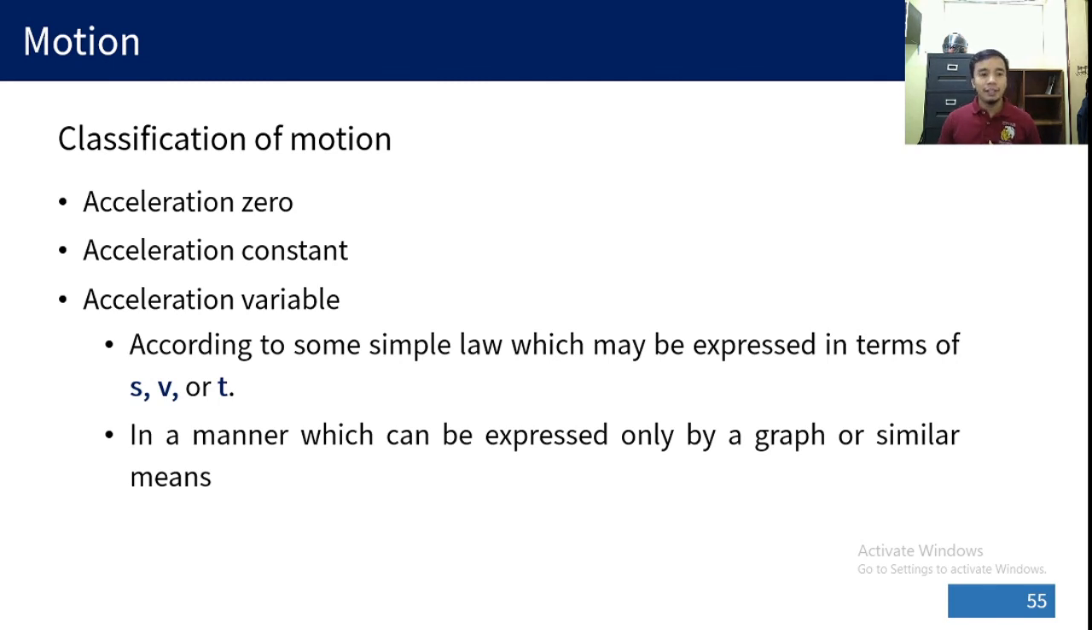Classification of motion. So there are accordingly 3 classifications of motion. Motion can be either zero acceleration, constant acceleration, or variable acceleration. Variable acceleration follows some simple law that can be expressed in terms of S, V, and T, where S is distance or displacement, V is velocity, and T is time, and also in a manner which can be expressed only by graph or similar means. That second condition of variable acceleration we will cover in graphical analysis in the next topics, by which the acceleration at a point can be solved by graphical means.